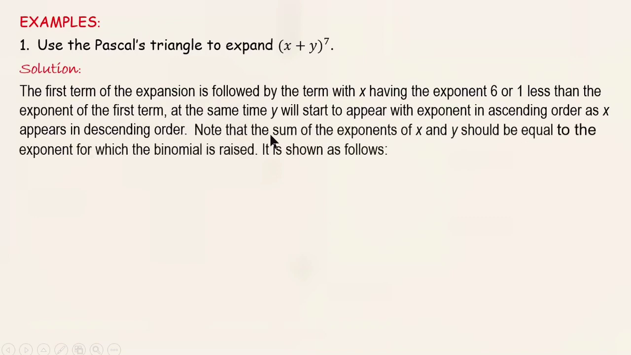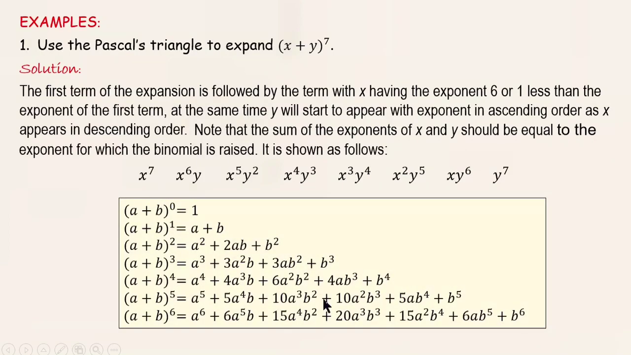Note that the sum of the exponents of x and y should be equal to the exponent for which the binomial is raised. It is shown as follows. Remember the characteristics of the expansion. The first term starts with the power for which the binomial is raised. So we have x raised to 7 and then gradually decreases its power. At the same time, the second term y will start to appear with exponent in ascending order until it reaches the exponent for which the binomial is raised.